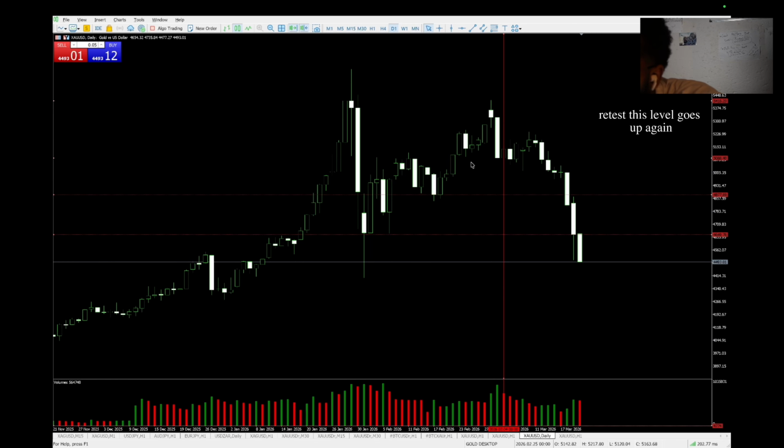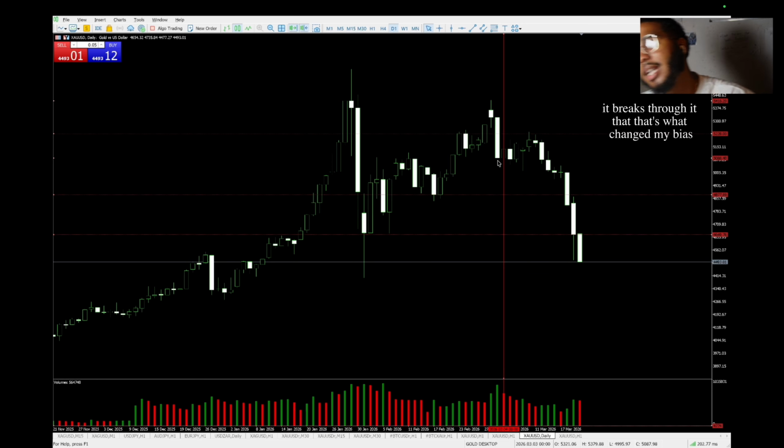Price goes up, retest this level, goes up again. So this is a protected area. You would expect price to not break straight through this level, which is something I was looking at. I thought price would come do this and then take out this previous high. Price comes, it breaks through it. That's what changed my bias.